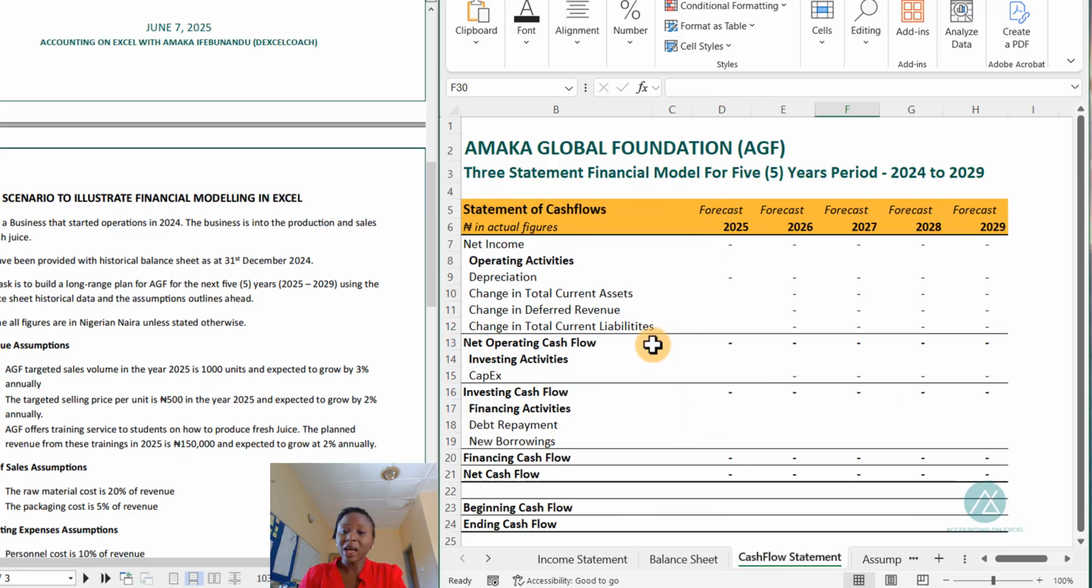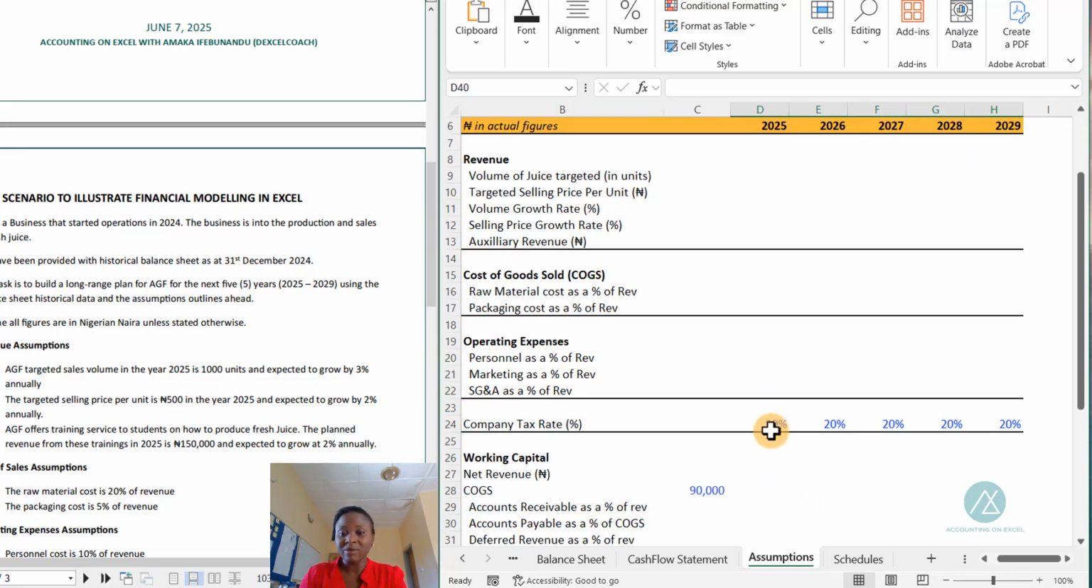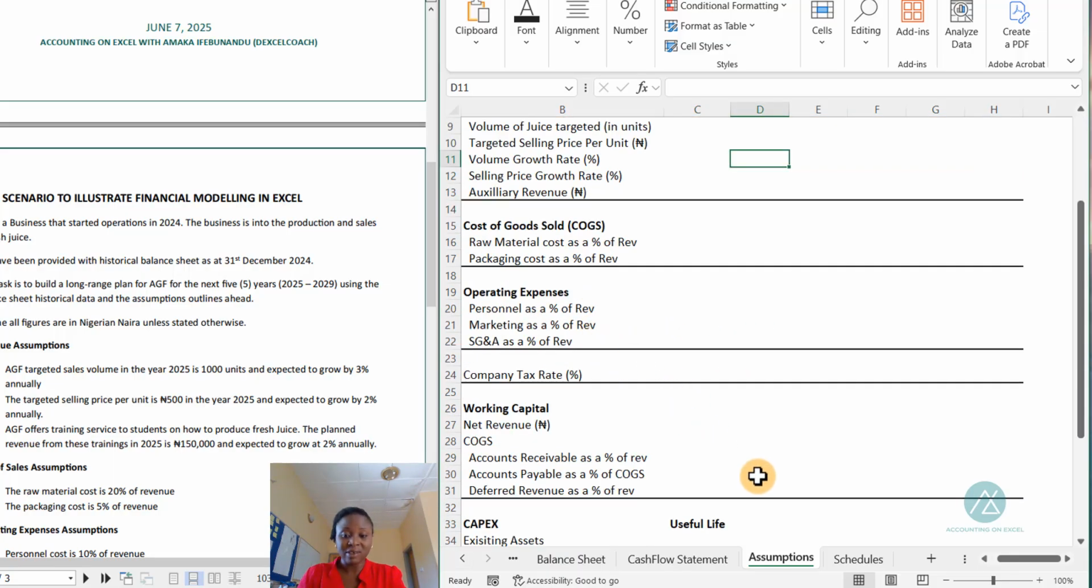Right? So we have the cash flow statement, it has been structured. Then we now have the assumption sheets. This is where we're going to be putting our assumptions as we read through. I think I still have some of the assumptions here. Let me just remove this so that we all go through it together. So this is where we're going to input all our assumptions.